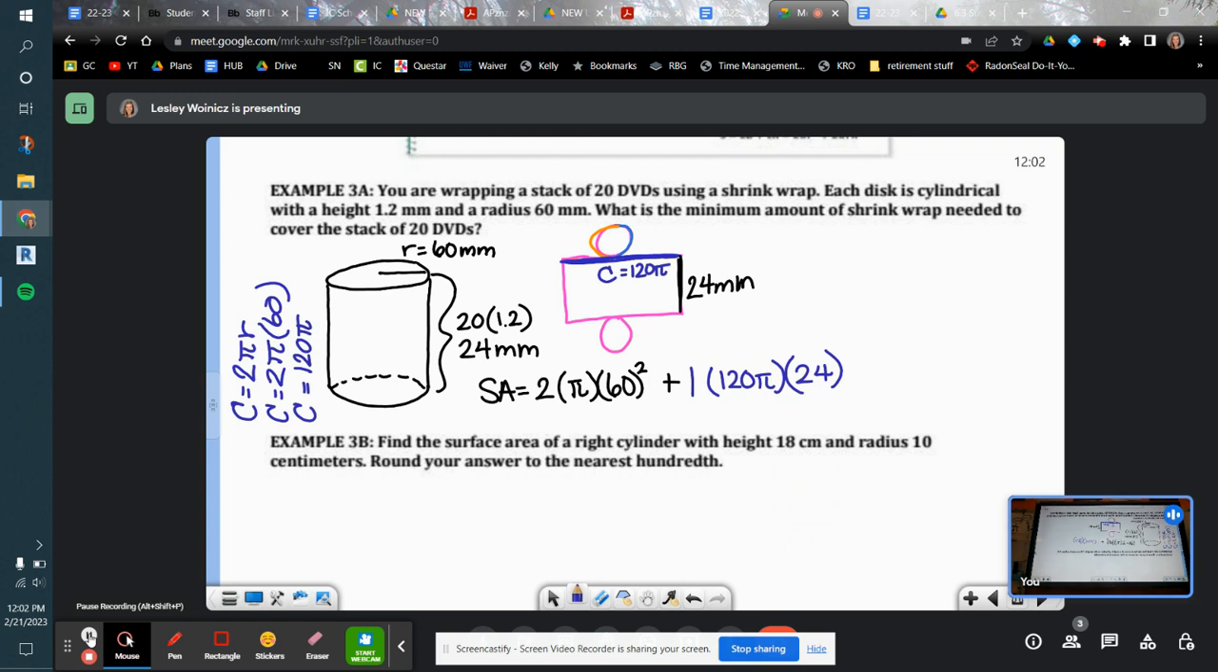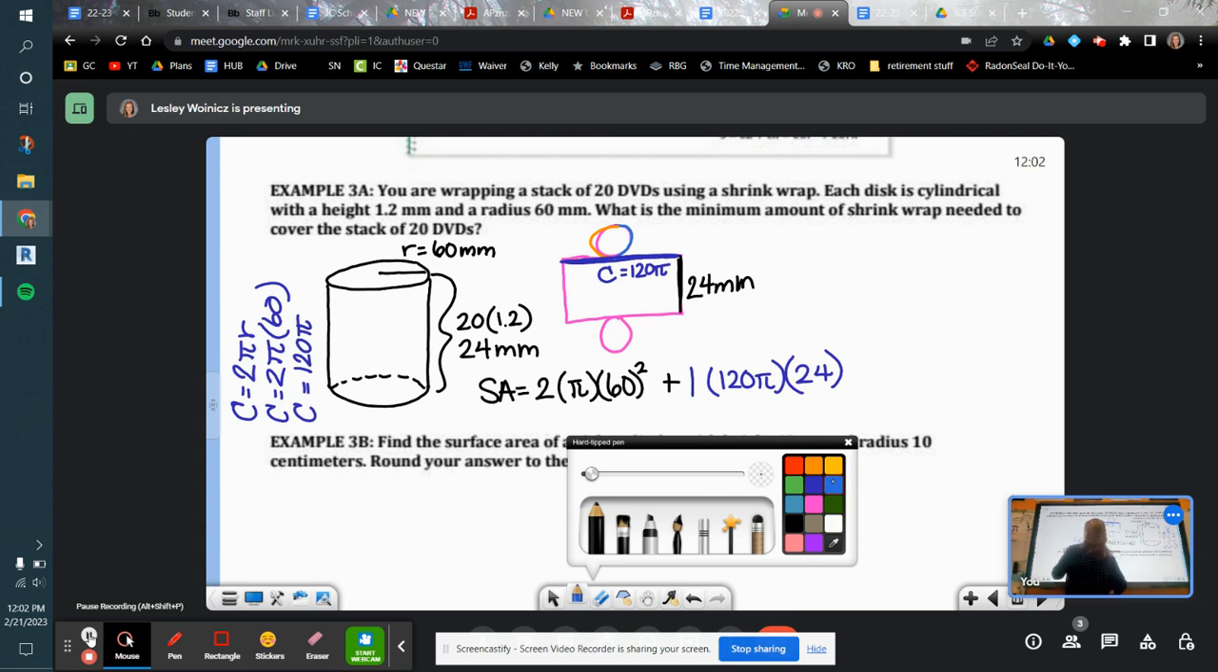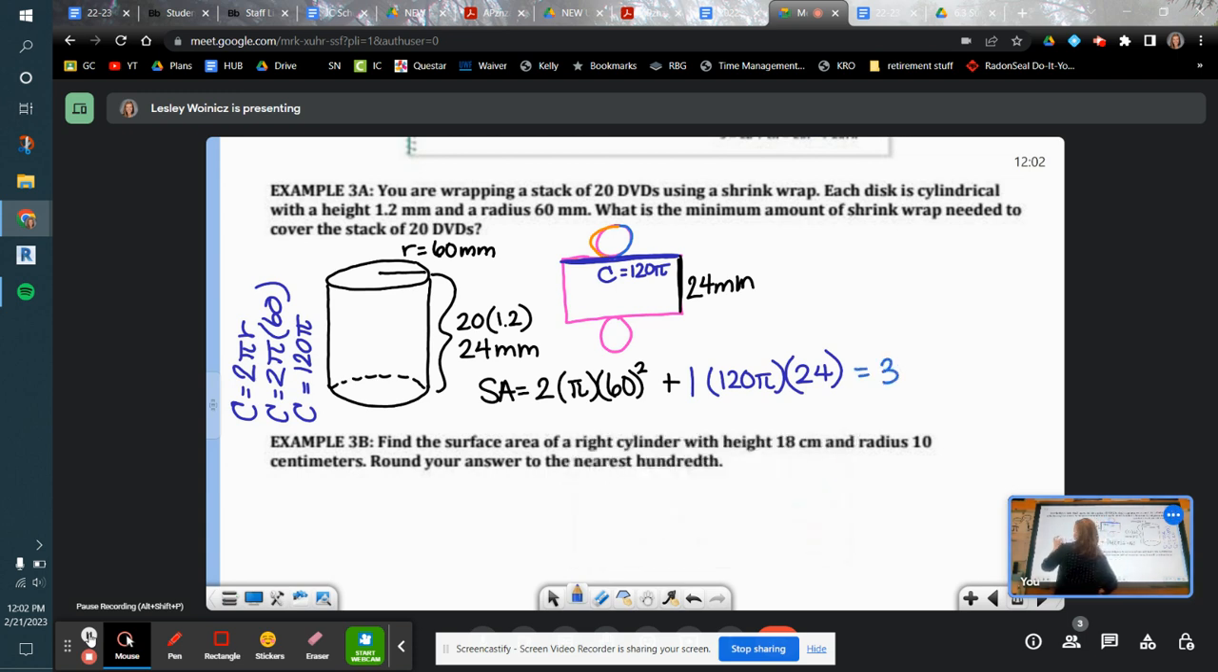Let's round to the nearest hundredth. 31,667.25. So it's 31,667.25 millimeters squared.